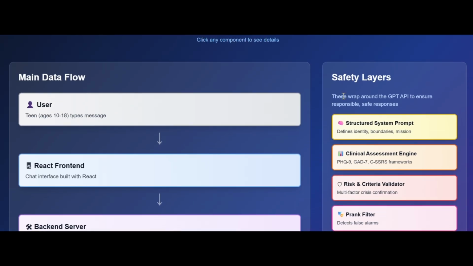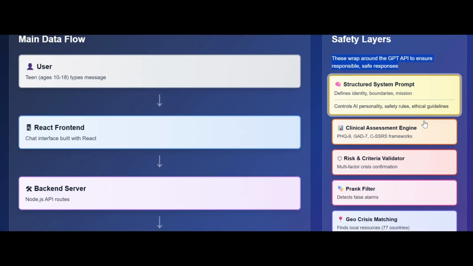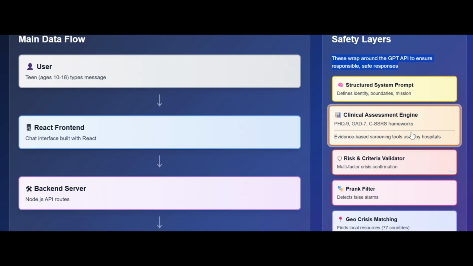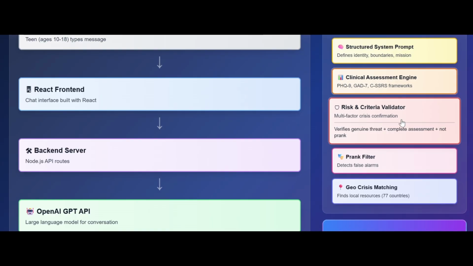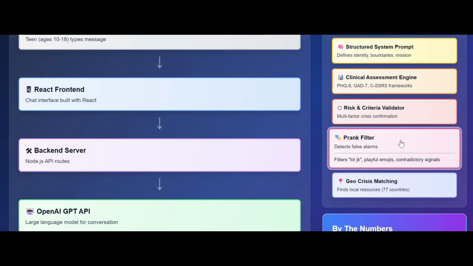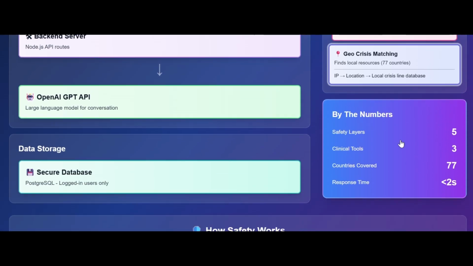Step 3. Contextual risk modeling. The system maintains a session-based state model that tracks emotional progression over time, repeated distress signals, escalation patterns, and protective factors. Signals are aggregated into a dynamic risk score.